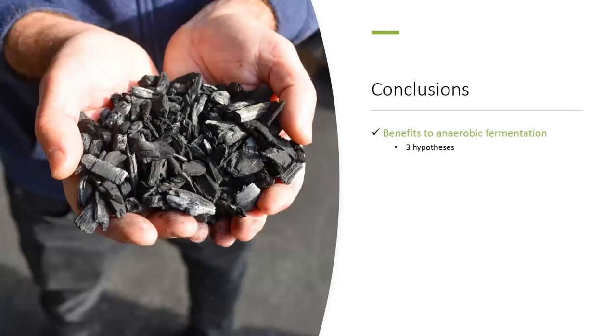My conclusions are that the biochar benefits anaerobic fermentation. We have three hypotheses that we want to test. One of them is that biochar is simply a physical carrier of microorganisms and it provides them a living environment. Second is that it increases buffering capacity of the liquid. And the last one is that the biochar, especially the high temperature one, which has the most developed crystalline structure, can increase electron transfer among the microorganisms, so it helps them grow.